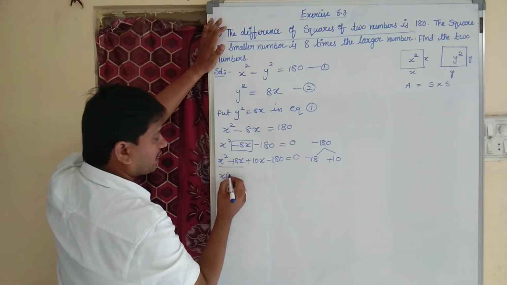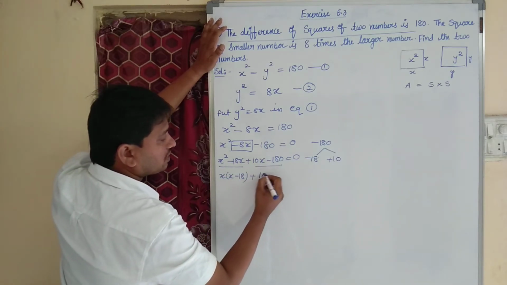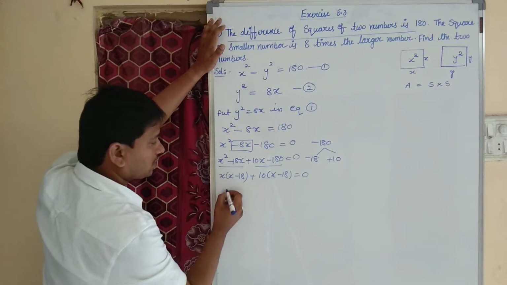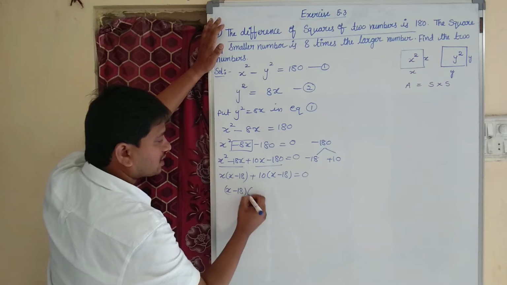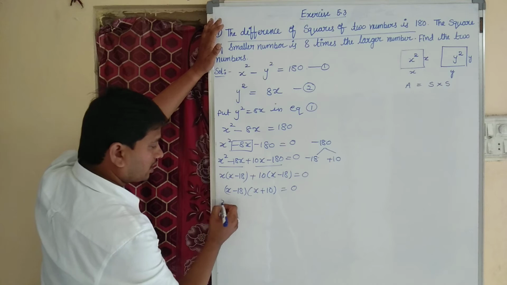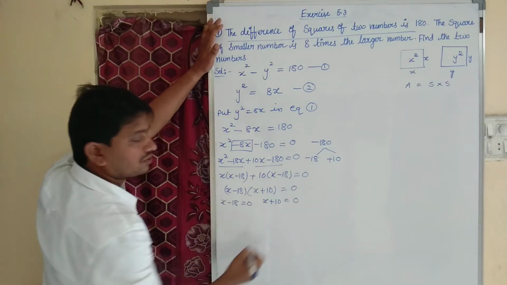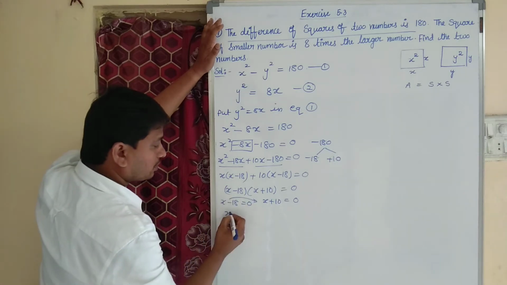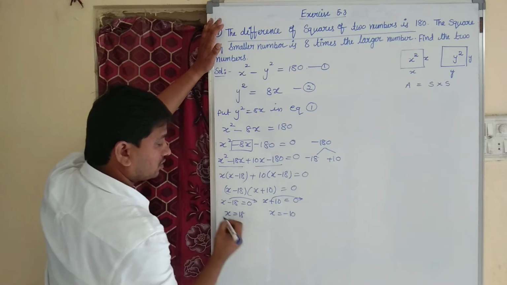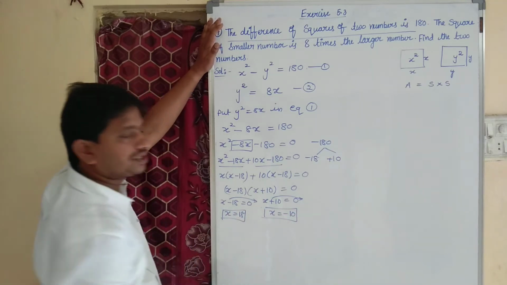From the first two terms if I take x common, I get x minus 18, and from the other two terms if I take 10 common, x minus 18 equal to 0. Again taking x minus 18 as common, I will get x plus 10 equal to 0. So one term is x minus 18 equal to 0 and the second is x plus 10 equal to 0. Transposing minus 18 we get plus 18, and transposing plus 10 we get minus 10. So x equal to 18 and x equal to minus 10; you neglect this minus 10.